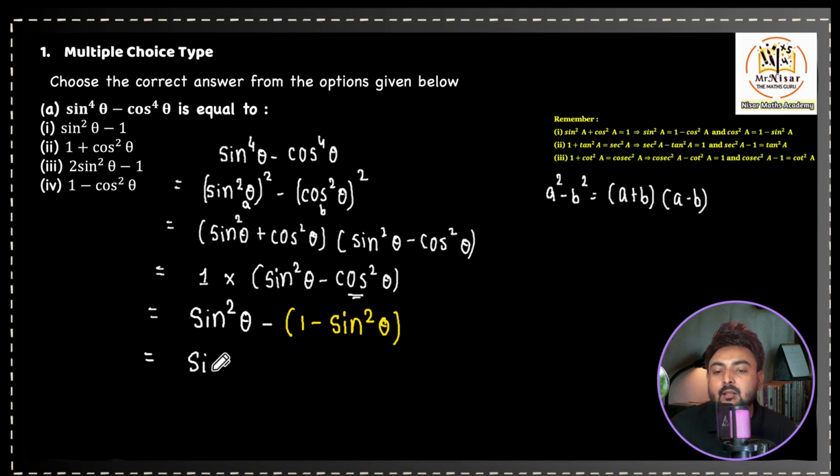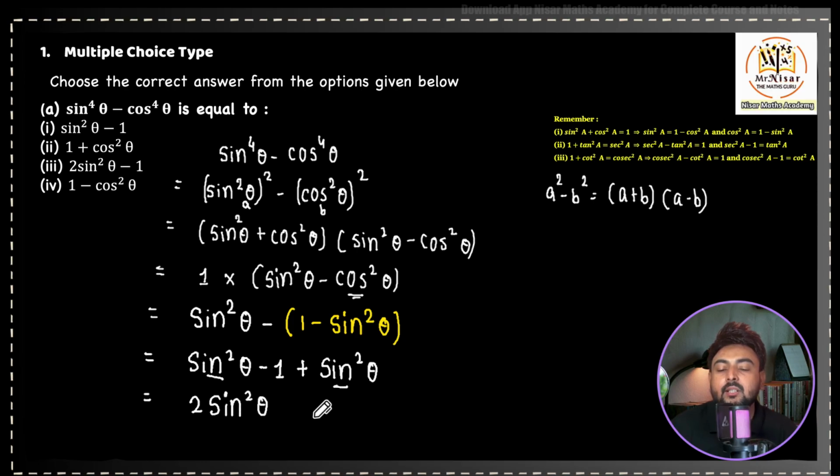Sine square theta, now we have a minus sign before the bracket, so multiply it with the bracket: minus 1, and minus into minus is going to become plus. So plus sine square theta. Sine square theta plus sine square theta is going to become 2 sine square theta, minus 1 is remaining.